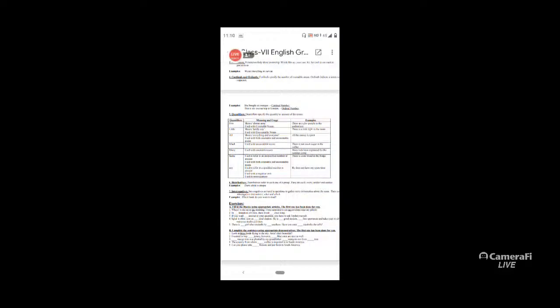Interrogatives. Interrogative means questions. Interrogatives are used in questions to gather more information about nouns. There are two interrogative determiners, what and which. Like, which book do you want to read? So this is a determiner, meaning I am determining which book, what.